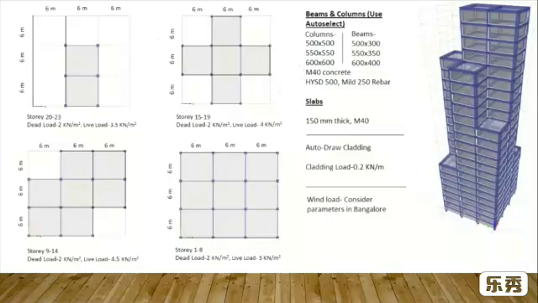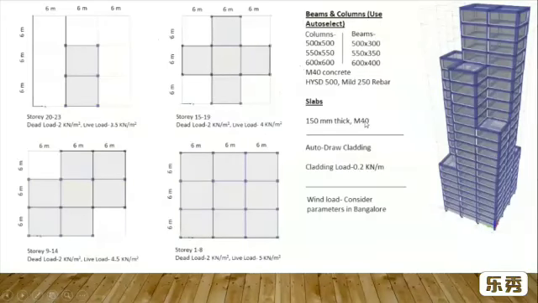The tall building taken into context will be a 23-storied building with varying geometry from 1 to 8, 9 to 14, 15 to 19, 20 to 23 stories having similar plan details. Materials used will be M40 concrete, HYSD 500, mild 250 rebars.